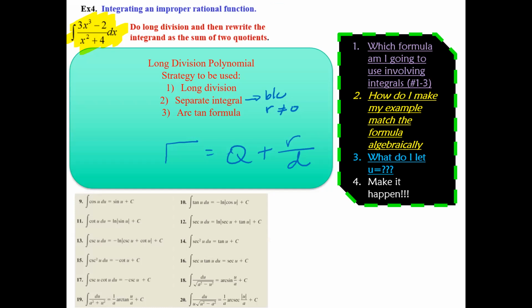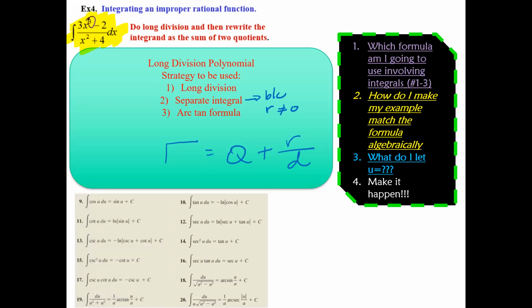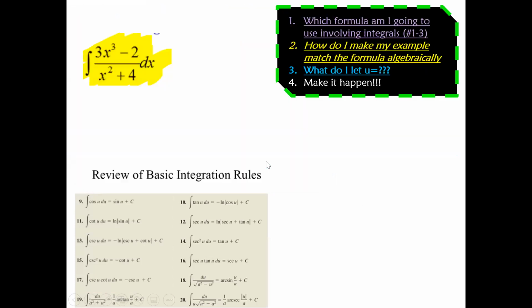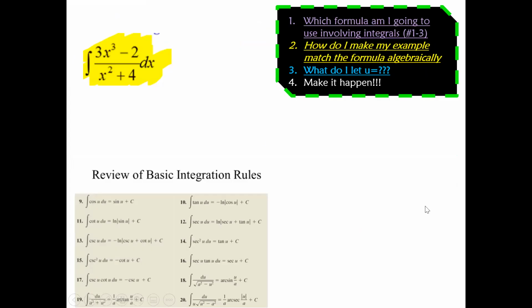Okay, so as I'm looking at this one here, notice that the numerator's power is greater than the denominator's, in which case you always use long division or synthetic division. So my strategy here is to use long division, separate the integrals, and then I'm going to use the arctangent formula once it gets to that point. So let's go ahead and do that then.